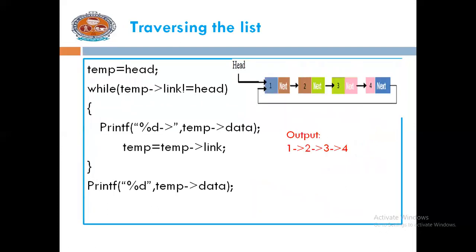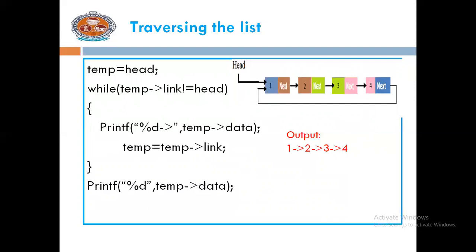Coming to the next operation, traversing the list. Here we are using the head pointer to traverse over the list. Since it is the external pointer pointing to the first node, using head only we can traverse the entire list. While temp of link is not equal to head, which ensures whether it is the last node or not, we are moving ahead in the list.